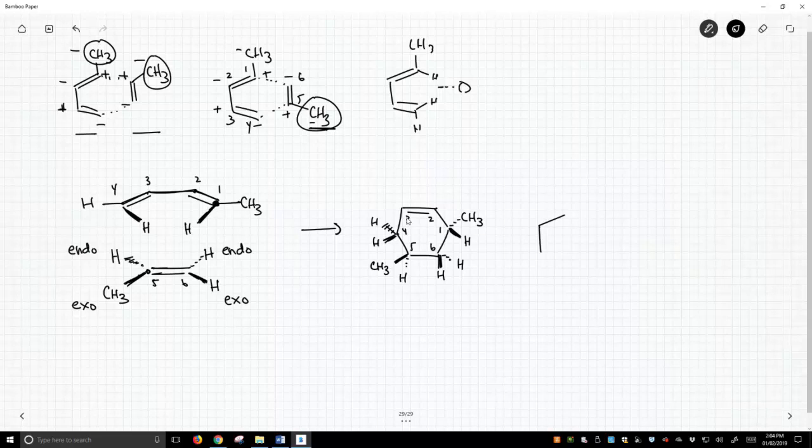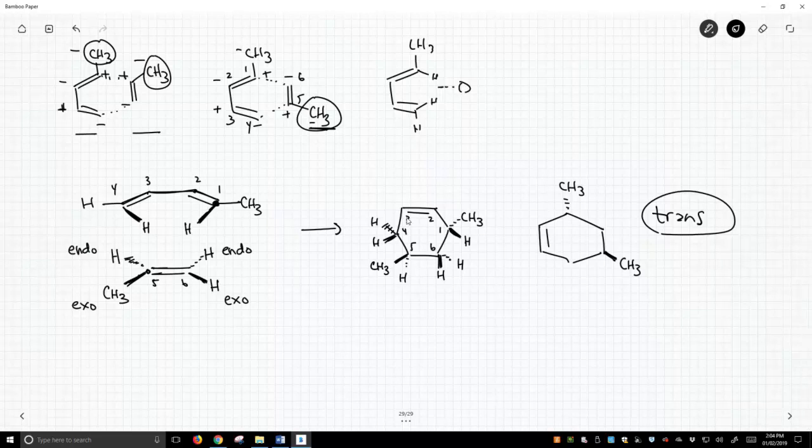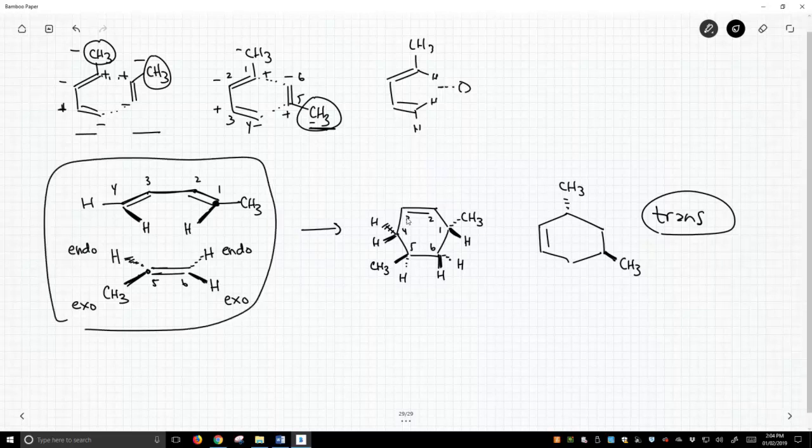And I can draw it differently if you like seeing it represented in a slightly different way, a little bit cleaner looking. And so we will get the trans product in this case. Sometimes you get cis, sometimes you get trans. How do you know? There's no shortcut. You just have to go through all these steps. First figure out your regiochemistry, and then figure out your stereochemistry and draw the resulting product.